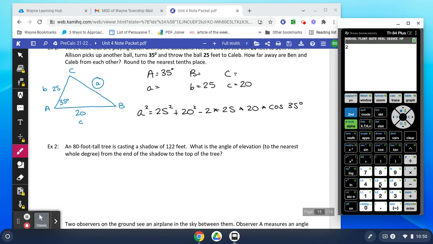Everything you see after the equal sign will get typed in. Use this as your square button right there. Minus sign, multiplication. Here's your cosine button right there, and 35.